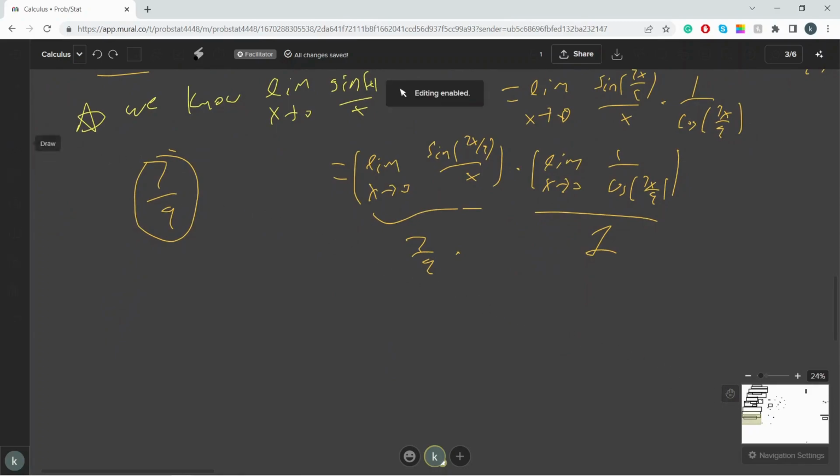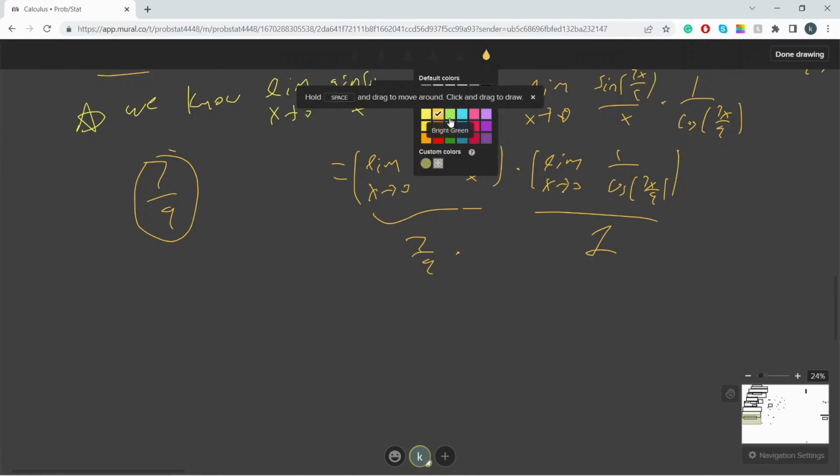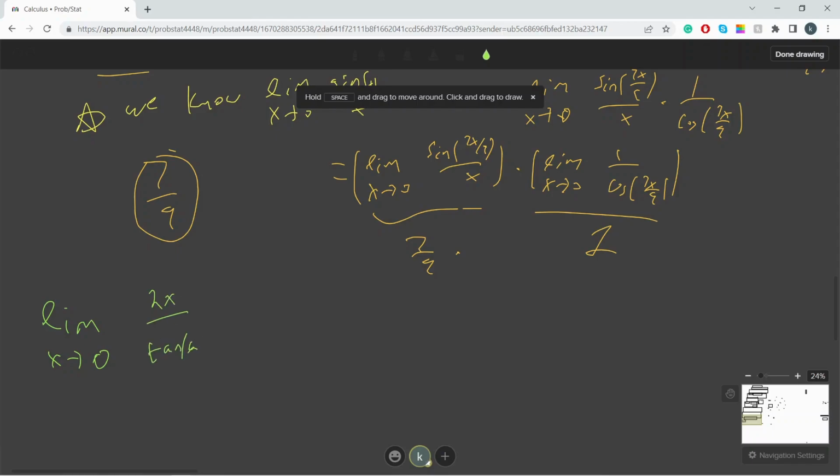Next problem we're going to be doing is this one. The limit as x approaches 0 of 2x over tangent of 6x. All right, so we see that we have an x over a tangent. We've solved problems where the tangent was in the numerator and the x was in the denominator. So just like we've done before, we can flip this fraction in a way that we don't change the value, but it'll make our problem a little easier. So we can definitely do that.